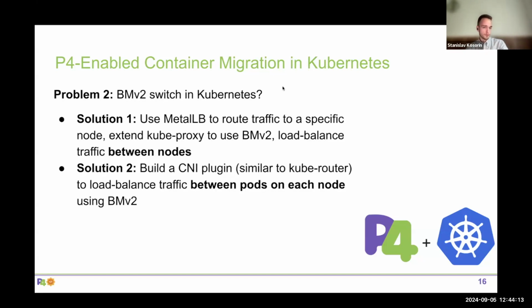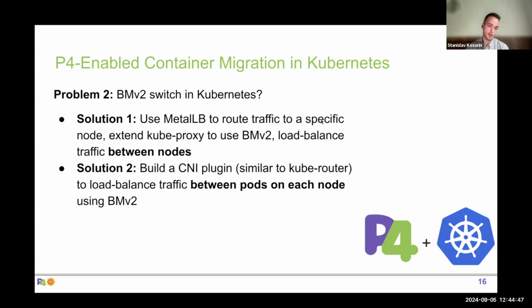Problem 2 was, how do we include the BMV2 switch here to actually reroute our traffic to the correct container? The first solution we explored was using the tool MetalLB, software MetalLB, I guess, to route traffic in L2 mode to a specific node, where we could extend kube-proxy to use the BMV2 switch. This would allow us to load balance between different nodes in a multi-node cluster.